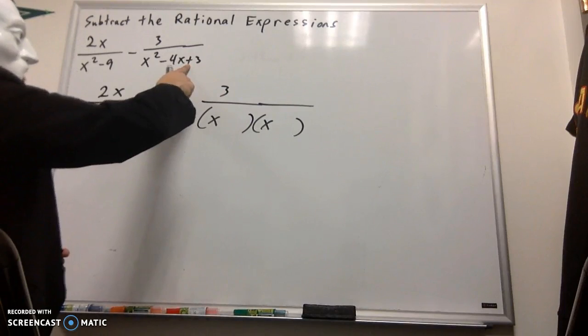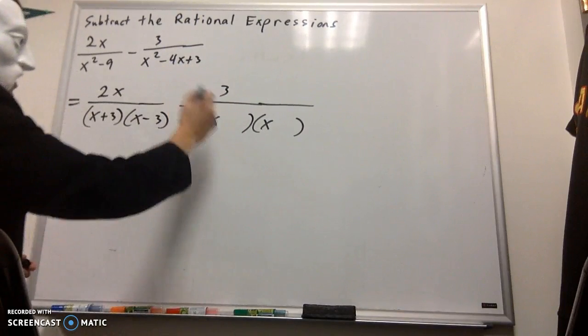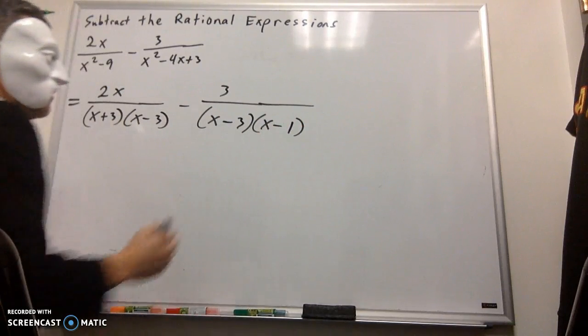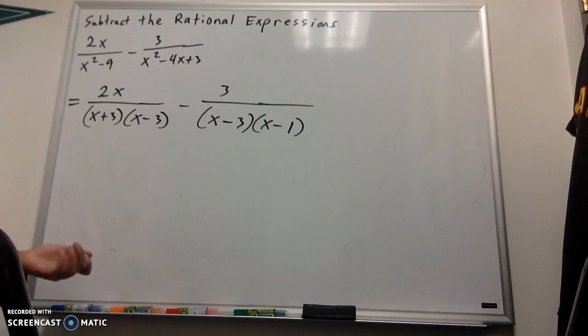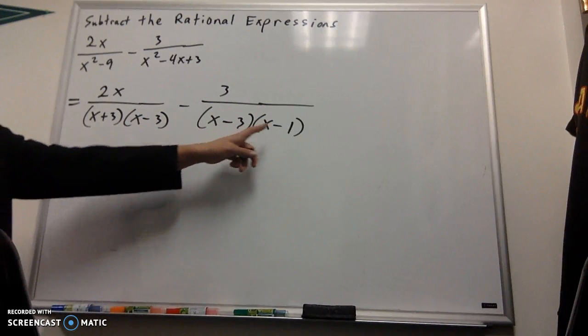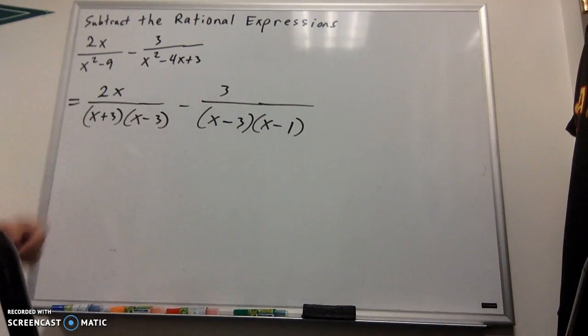Well, let's see. I've got a plus 3 here and a minus here, which means they're both going to be subtracted. And my only option is x minus 3 and x minus 1, right? Because a negative 3 times a negative 1 is a positive 3, and a negative 3 plus a negative 1 would be that negative 4. So those are my factors.